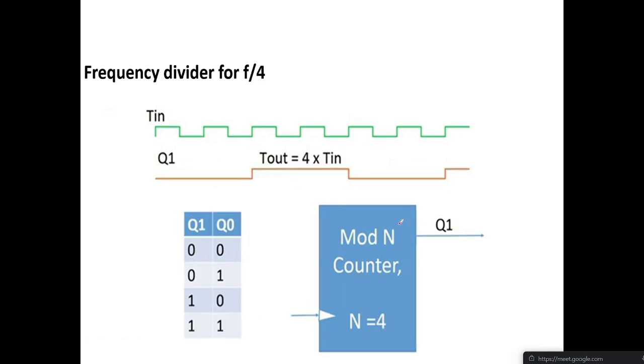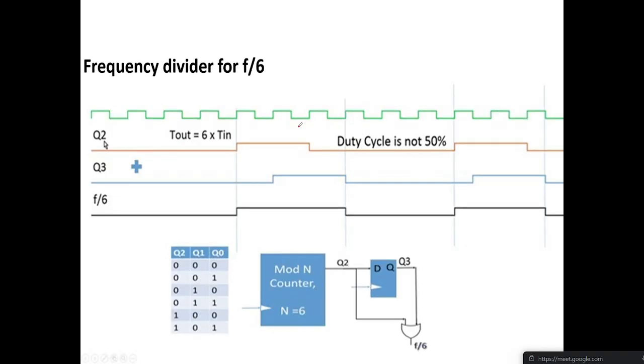Suppose it is f by 4. F by 4 means what? This is off for 2 clock cycles and on for 2 clock cycles. So here also you are getting a 50% duty cycle, no? No need to add anything, we can design directly with a mod 4 counter. Now this is a mod 6 counter.